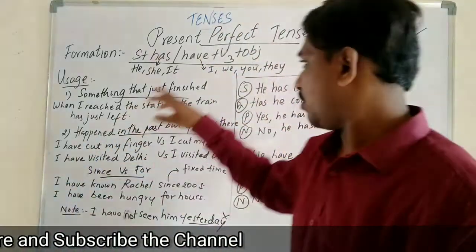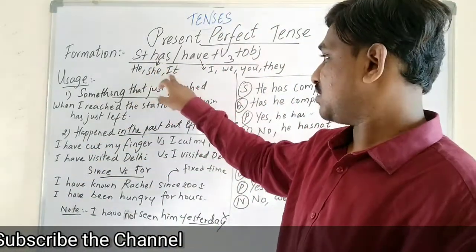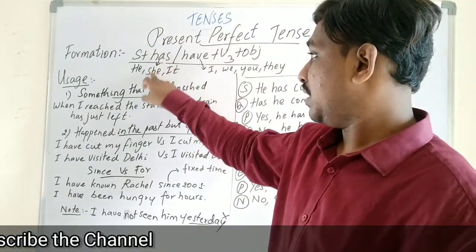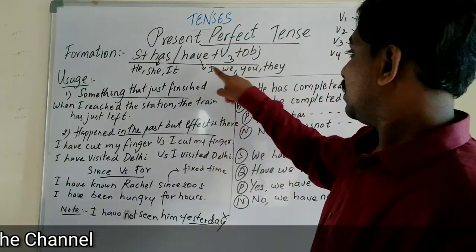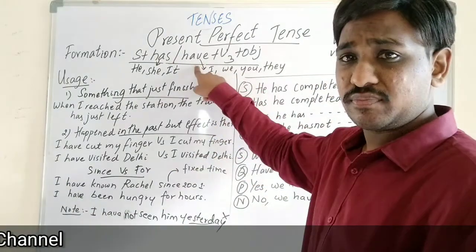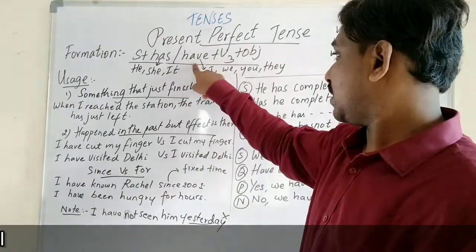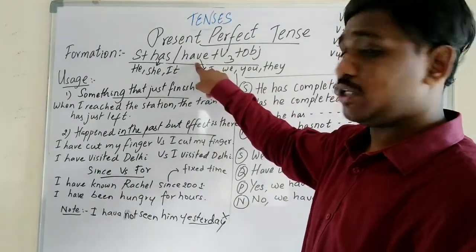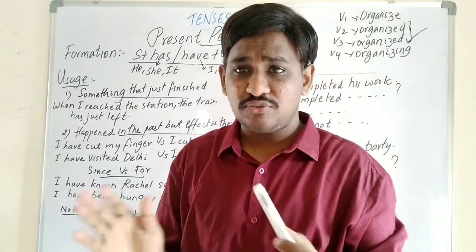So according to the formation, has we use for he, she, it. He has completed his work. She has completed her work. It has completed. Have: I have completed my work. We have played a game. You have completed your work and they have completed their work. So that is the formation.